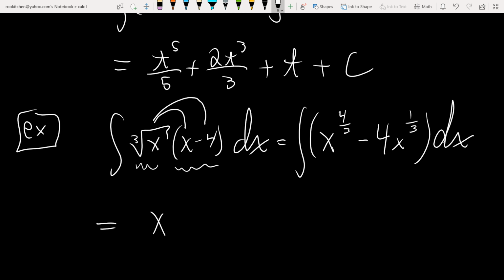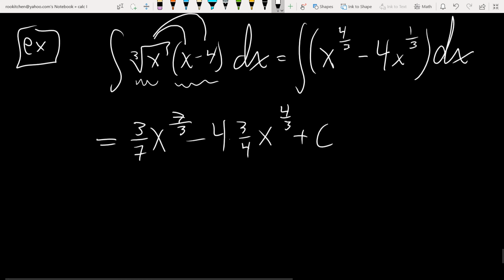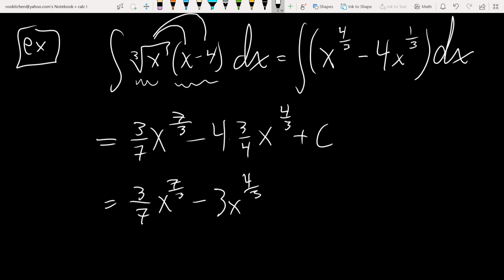4/3 plus 3/3 is 7/3. Dividing by 7/3 is the same as multiplying by 3/7. Minus 4 times x to the, and I leave a little space between the 4 and the x, 1/3 plus 3/3 is 4/3. And then I have to multiply by 3/4. And don't forget your constant. Okay, so I have 3/7 x to the 7/3 minus 3x to the 4/3 plus our integration constant.